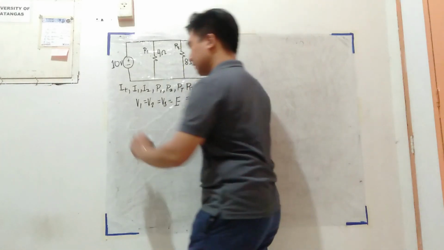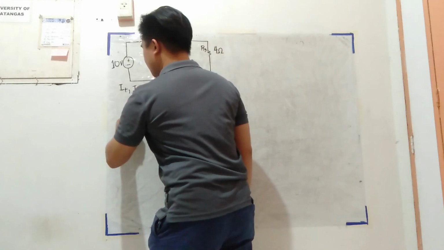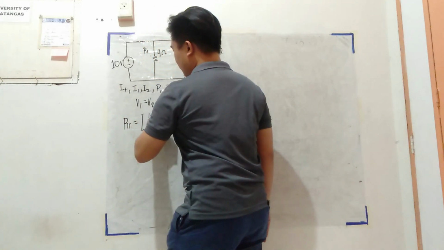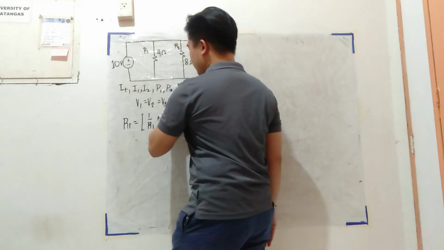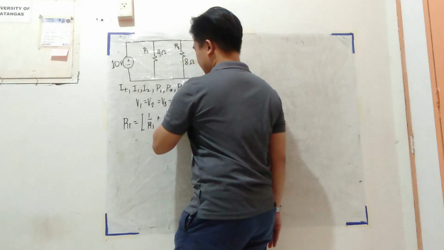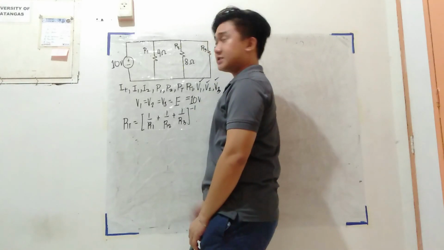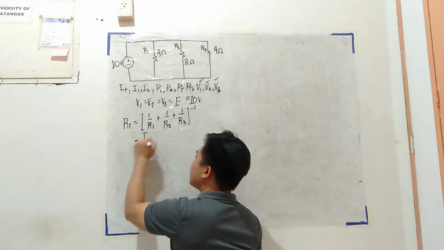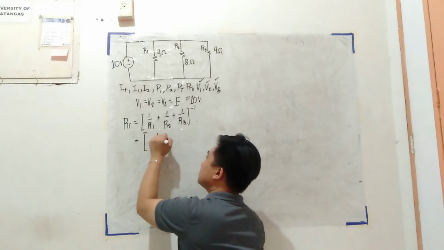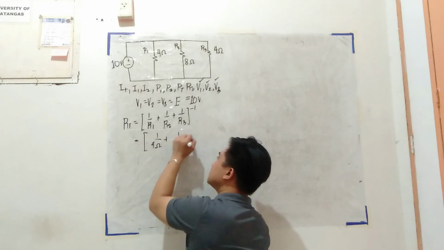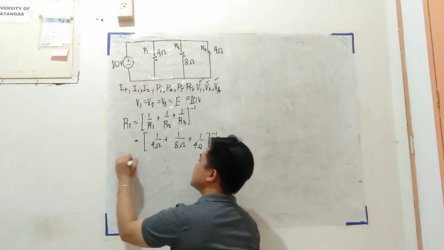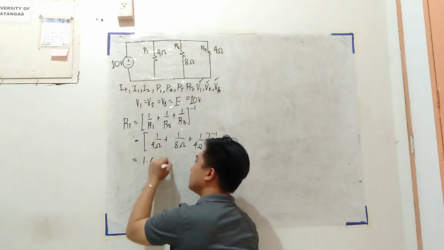Madaling kuhain lang si R total. Remember the formula for R total? That is 1 over R1 plus 1 over R2 plus 1 over R3. Inverse. Since we have only 3 resistors here. So that is 1 over 4 ohms plus 1 over 8 ohms plus 1 over 4 ohms. Inverse. So this is equal to 1.6 ohms.